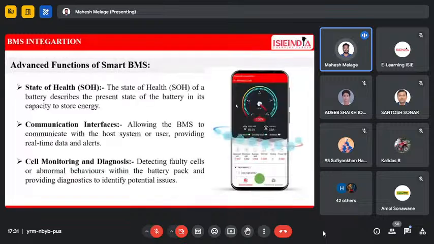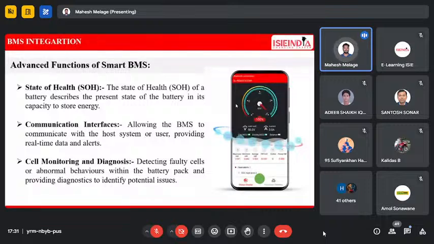Next is the state of health. The state of health provides the capacity storage of the battery. The communication interfacing is new in a smart BMS. The host can view the internal specifications and parameters of the battery by using the communication interfacing. In communication interfacing, we can use Bluetooth or CAN communication.